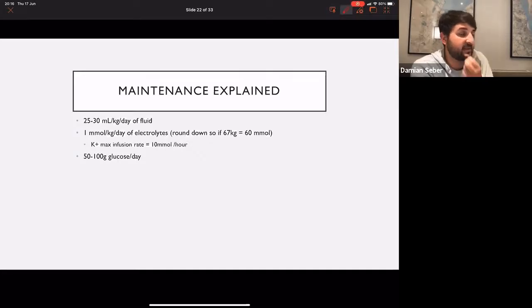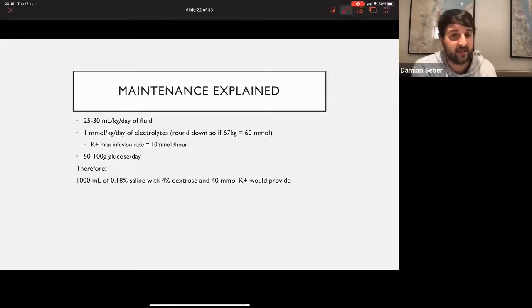Yeah, so maintenance explained, because I felt that it took me forever just to get my head around how many millimoles are in this bag of fluid. How do you actually work it out? So that's your requirements that you need.